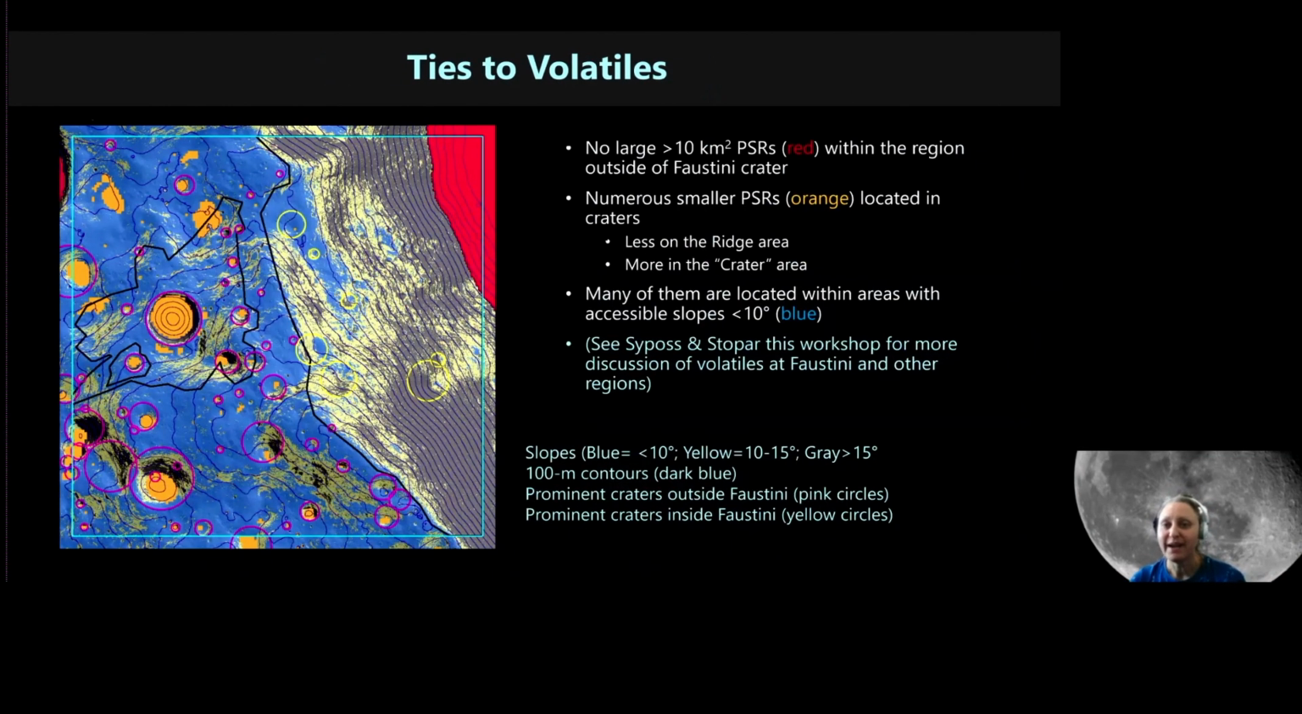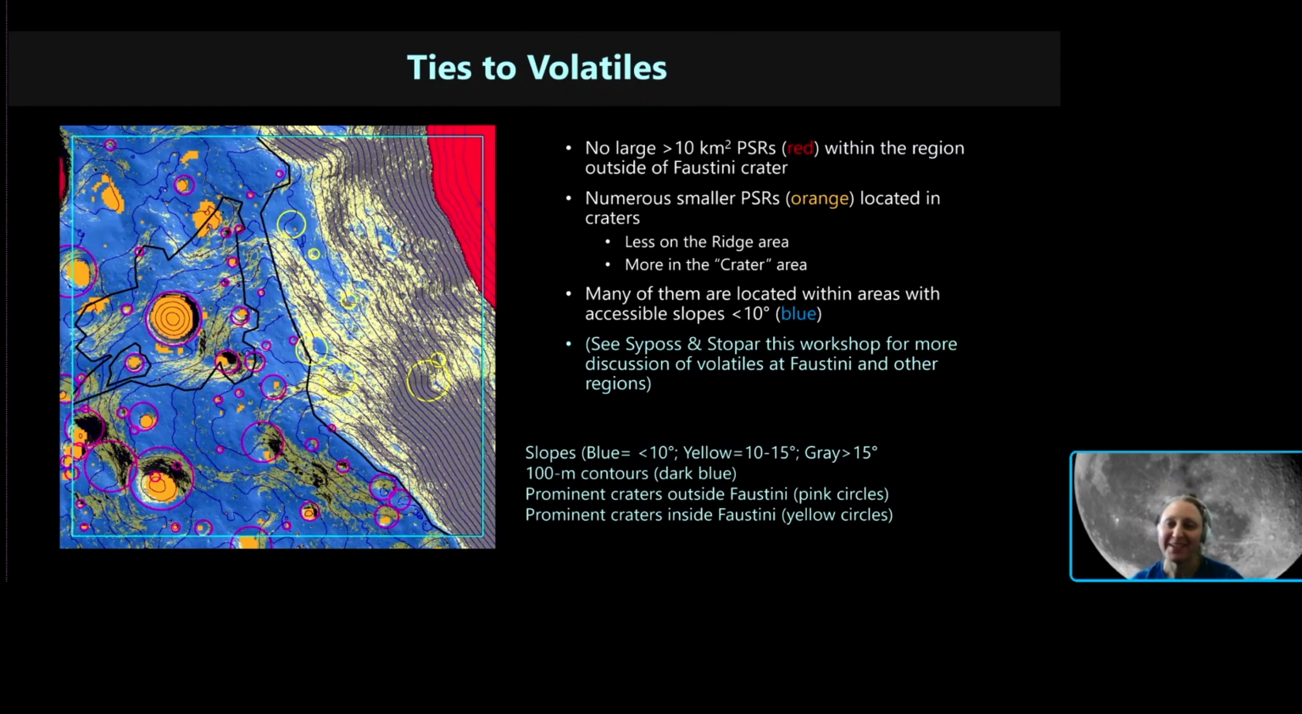Thinking about volatiles, I posted yesterday, I spoke about this site a little bit already, so I'm not going to repeat all of that, but just to generally summarize, there's no large PSRs, unfortunately, that are accessible in this region, but there are numerous smaller PSRs shown in red in this map here, or sorry, orange. No, it's orange in this map here.